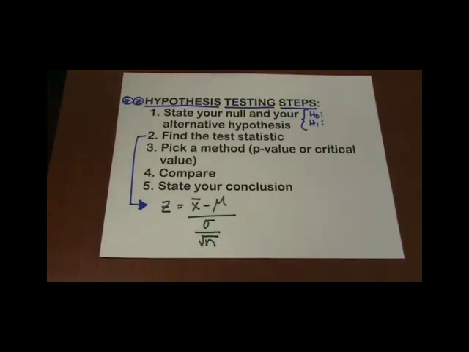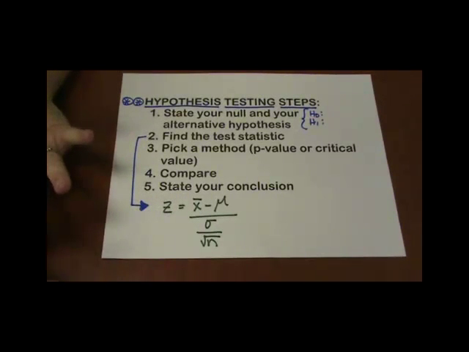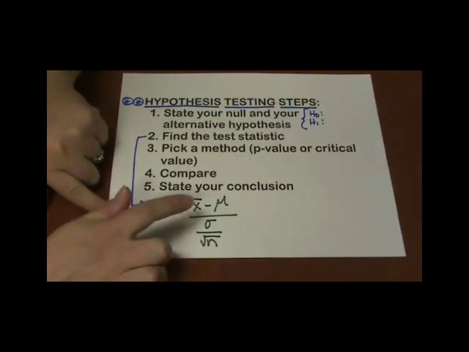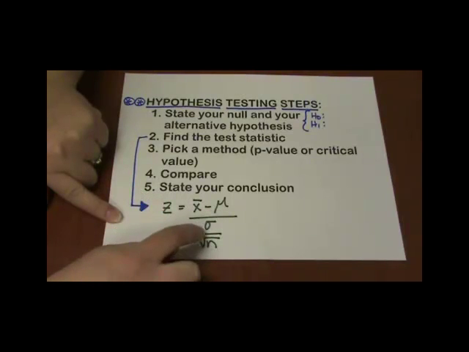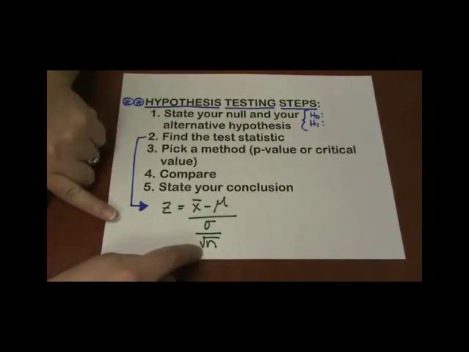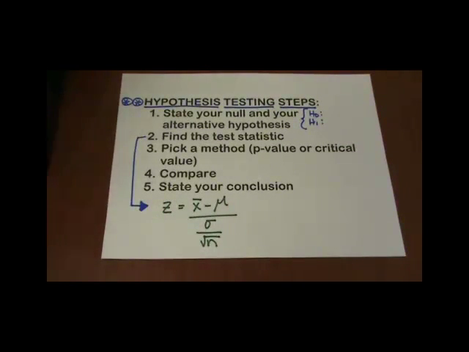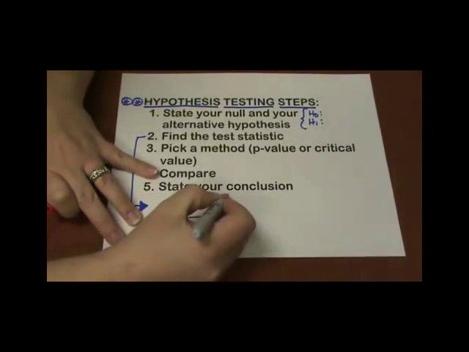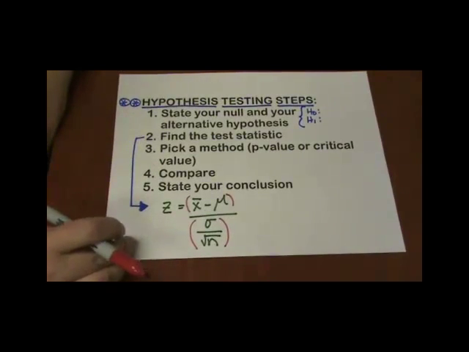Now, your test statistic when you're doing Chapter 8 hypothesis testing, which means testing about a mean, is found this way. Notice this is the formula for a z-score, but it looks a little different than what we've been doing. It's your mean of the sample minus the mean of the population over the standard deviation of the population divided by the square root of your sample size. Be very careful how you type this into the calculator. Make sure the top part is in parentheses and the bottom part is in parentheses as well, or you're not going to get the right answer.